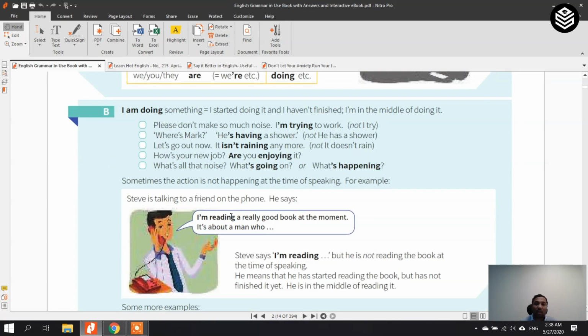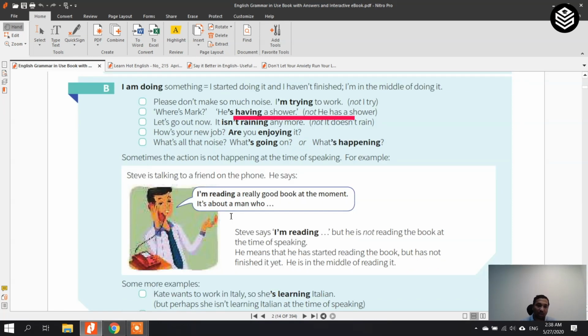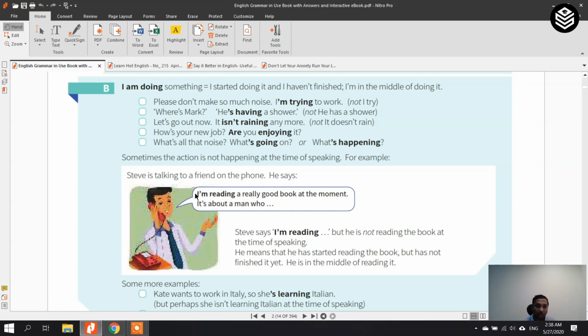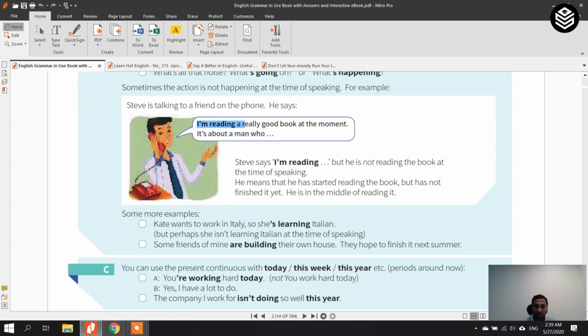Now let's see, there are some exceptions. Each language has exceptions. In grammar, usually they have exceptions. For example, here, see, Steve is talking to a friend on the phone. He says, I am reading a really good book at the moment. He's trying to explain about that book. But in fact, he is not reading at the time of speaking. But still, he is using the present continuous form. I am reading. This is exceptional, because actually he already started reading that book, but he didn't finish yet. So he can use present continuous. Hope you understand.